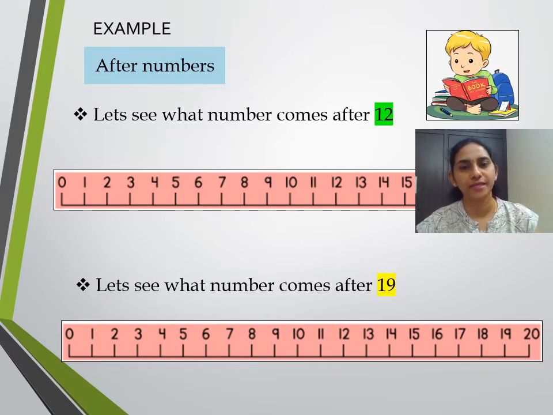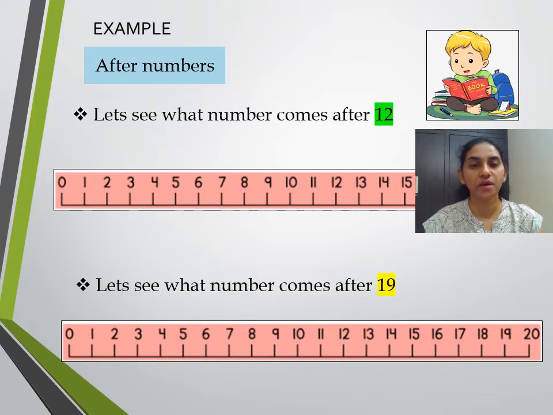Here we have a few more examples, children, for after numbers. Let's see what number comes next for 12. On the number line we have 0 to 20 numbers. Yes or no, children? Can you see 0 to 20 numbers? So where is 12? Here is 12. Find the 12 number.